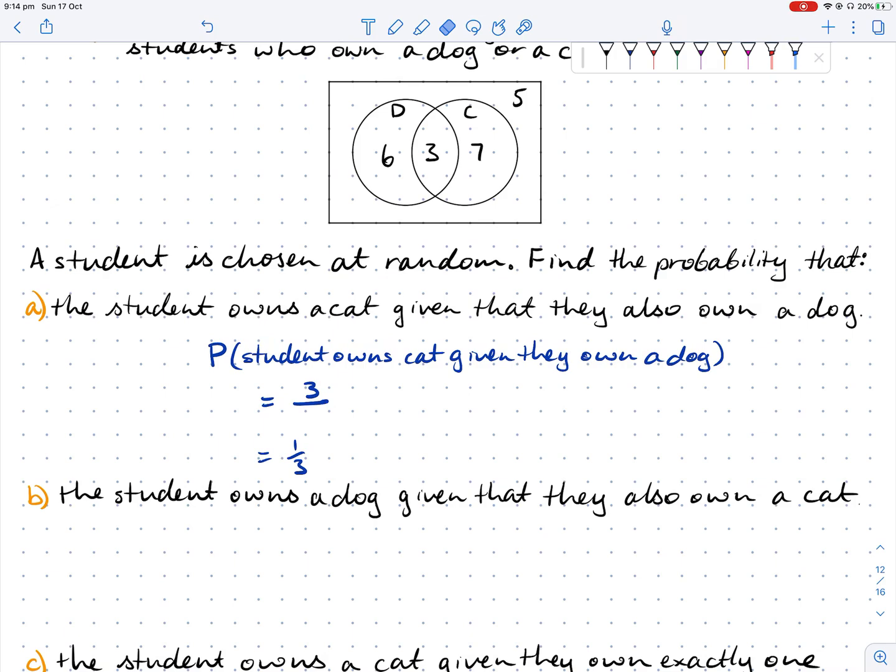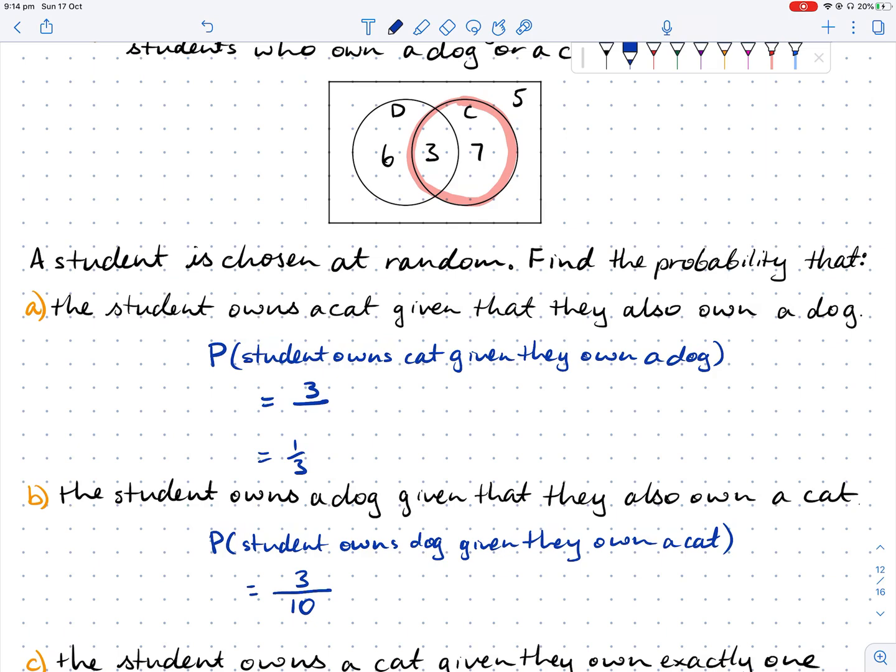The next one, all I've done is flipped it around. The student owns a dog given that they also own a cat. This time we're going to focus on the cat people. What is the probability of those cat people, they also own a dog? So the probability, student owns dog given they own a cat. Out of all of those cat people, which is 10, we have 3 people who own a dog. So then the probability is 3 out of 10.